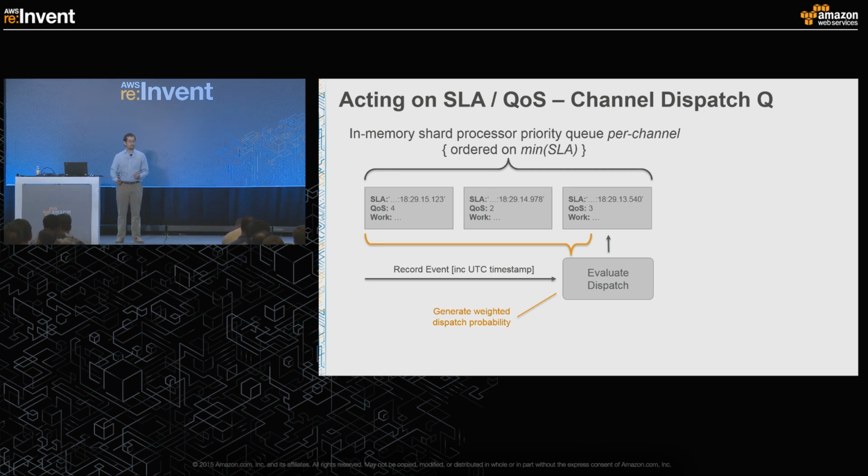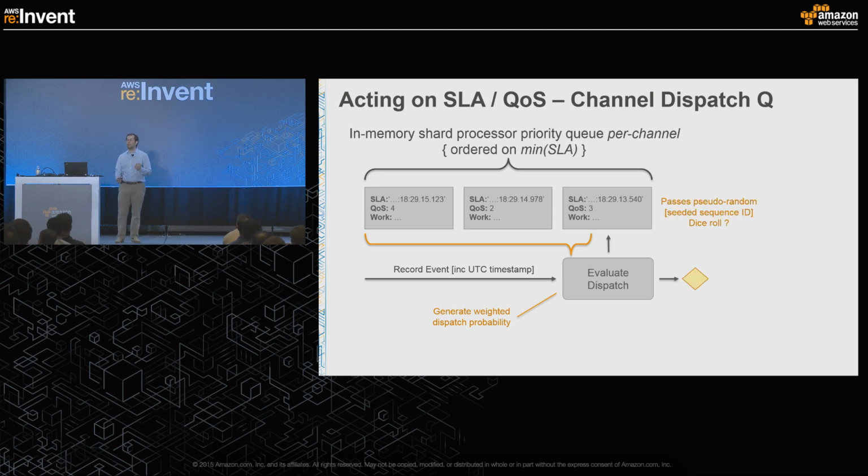So what it does is it goes and takes all of those inputs behind it, and it doesn't have to calculate it each time. You can calculate this as an incremental heuristic, but it can go and understand what's behind it in the queue to generate a weighted probability of dispatch. And then it'll do a dice roll.